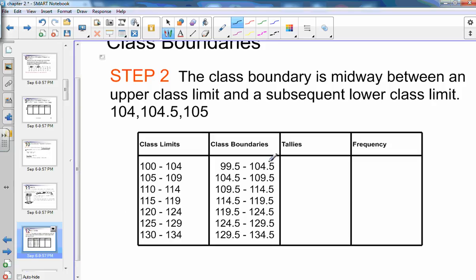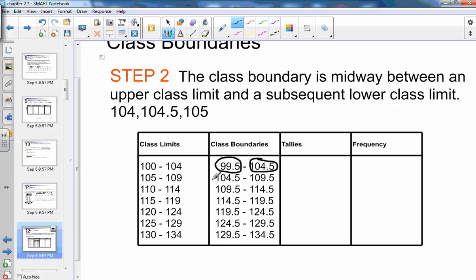Now we need to go through and construct our class boundaries. And our class boundaries are those rounding rules that we talked about in chapter 1. So what will round into this? To come up with these class boundaries, all we have to do is add a 0 and then subtract 5 and add 5. So the number 100, I add a 0 to it, 100.0, and then I'm going to subtract 0.5, and that gives me 99.5. And then I'm going to take 104.0, and then I'm going to add 0.5, and that gives me 104.5.